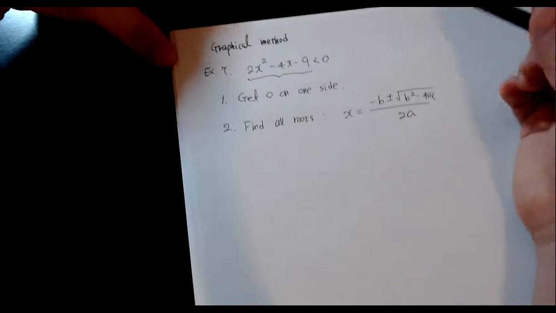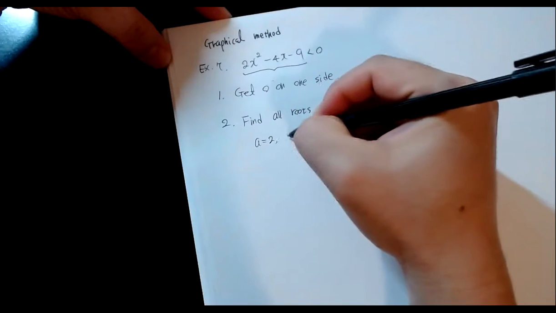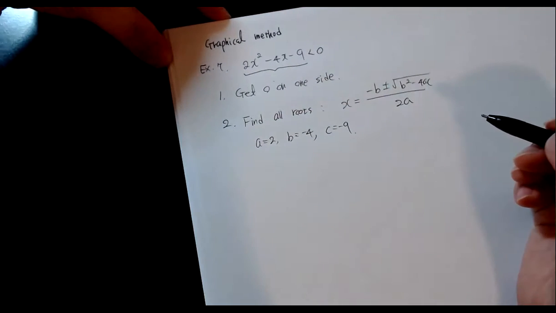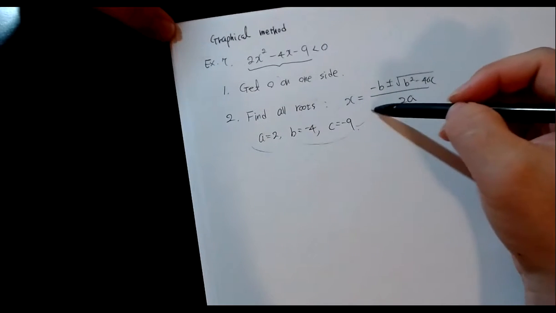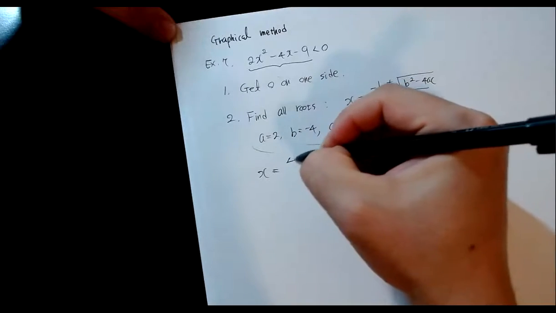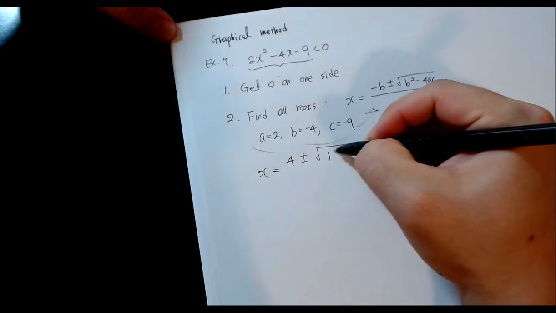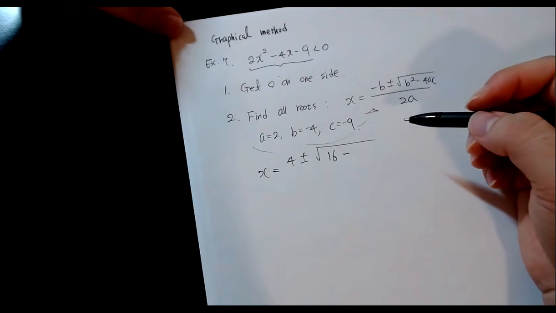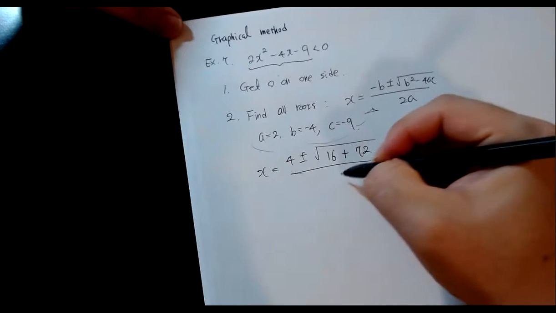In this case, a is 2, b is negative 4, and c is negative 9. So then we plug these numbers into the quadratic formula. So x is equal to 4 plus minus square root of 16 minus 4 times a times c. So we got the plus, right? 72, over 2a, which is 4.